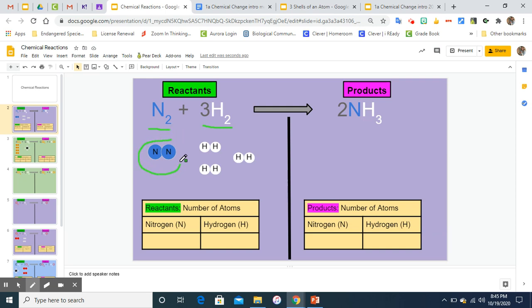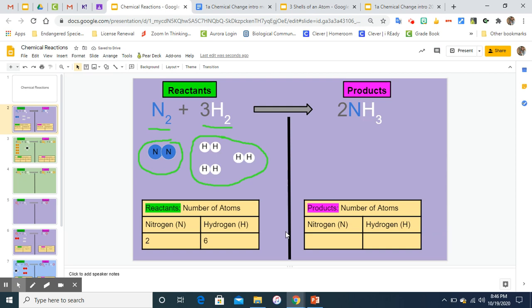Here's a molecule of N2. And here are three molecules, 1, 2, 3 molecules of H2. The next step is to record the number of nitrogen atoms and the number of hydrogen atoms total on the reactant side. So I'm first going to total up the nitrogen atoms, and I have 1, 2. So I'll record 2 in the chart. And I'll count up my hydrogen atoms, 1, 2, 3, 4, 5, 6. And I'll record 6 in the chart.